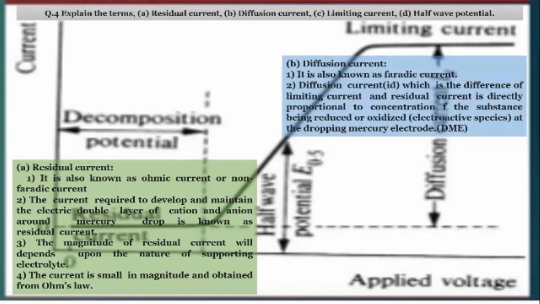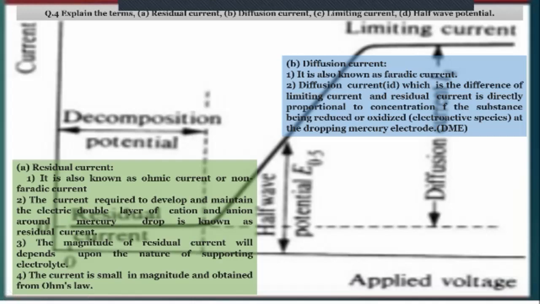Then diffusion current, also known as the Faradaic current. Diffusion current is the difference of limiting current and residual current, and it is directly proportional to the concentration of the substance being reduced or oxidized, in short the electroactive species at the dropping mercury electrode. You have to remember that diffusion current is directly proportional to the concentration of the electroactive species, or whatever metal ion or atom is present in the solution.